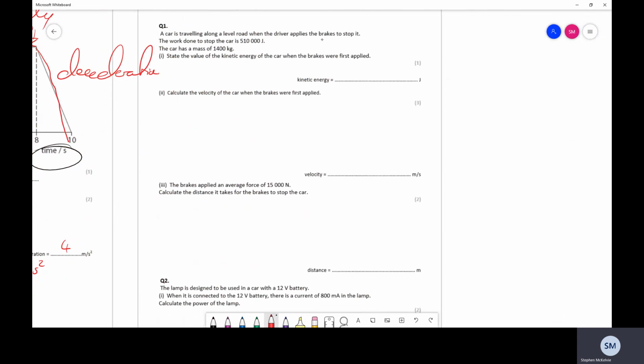A car is traveling along a level road. When the driver applies the brakes to stop it, the work done to stop the car is 510,000 joules. The car has a mass of 1,400 kilograms. State the value of kinetic energy for the car when the brakes are first applied.